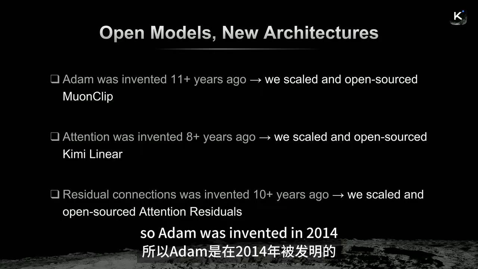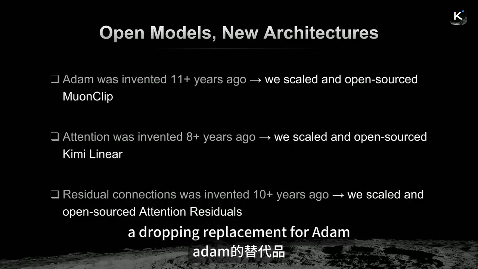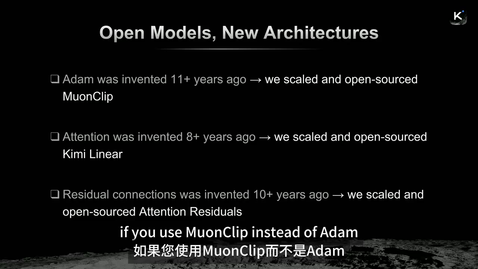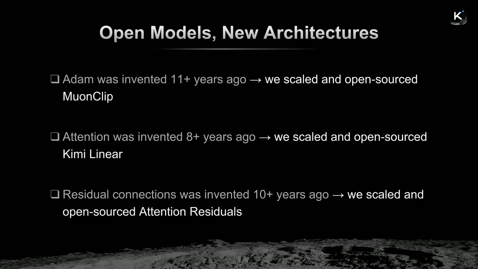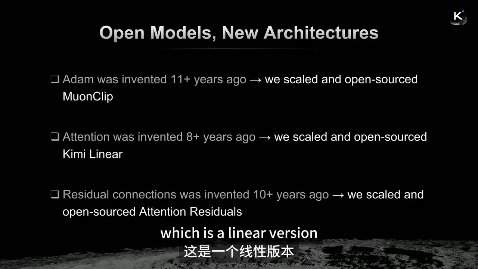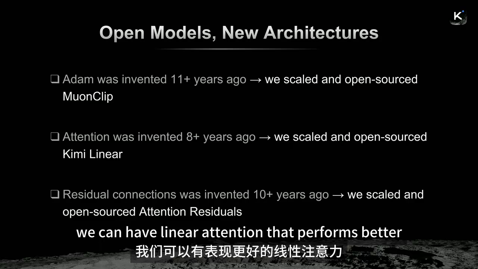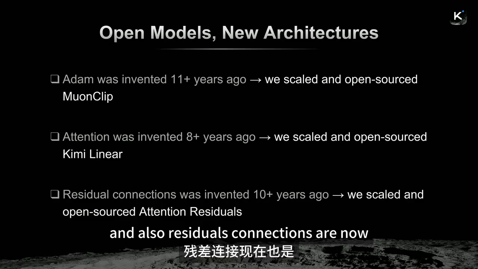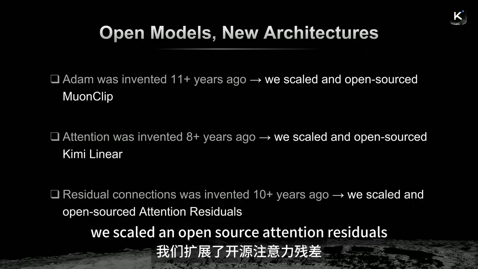Adam was invented in 2014, and now we scale an open source MuonClip, a drop-in replacement for Adam. I'm sure that if you train a transformer LLM, it's going to be much better if you use MuonClip instead of Adam. And attention was invented over 8 years ago. Now we have Kimi Linear, which is a linear version. We don't have to use full attention across all layers. We can have linear attention that performs better on short and long contexts at the same time. And also, residual connections are now challenged. We scaled an open source attention residual.